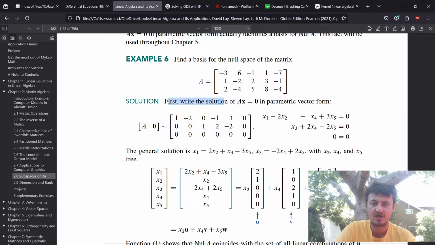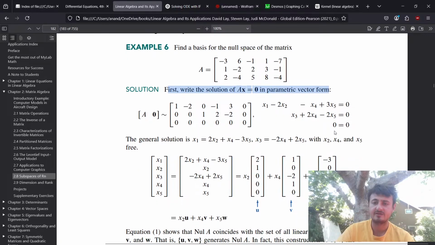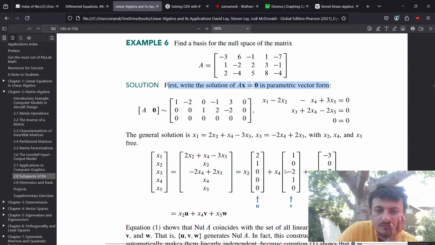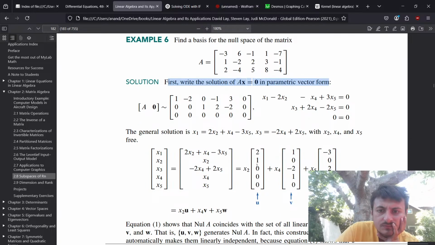Okay, we reduce A to echelon form for the augmented system, and we get x1 minus 2x2 minus x4 plus 3x5 is equal to 0. Okay, let's just go through writing. Then you move everything but the echelons into the right hand side.